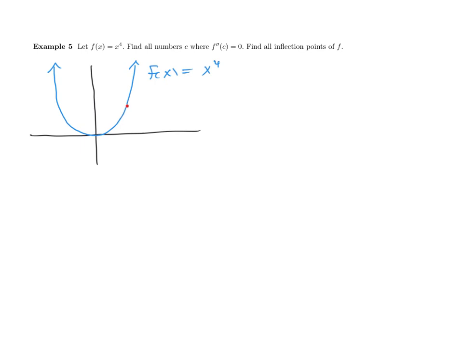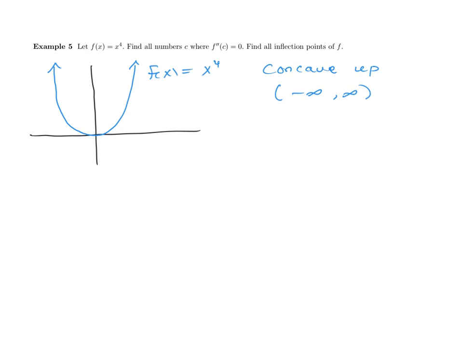It's always opening upward. There's this upward bend to it like this. So this is concave up on the entire real line. It's concave up everywhere, never concave down. So because it's always concave up, there's never a change in concavity. Therefore, there are no inflection points on the function x to the fourth.